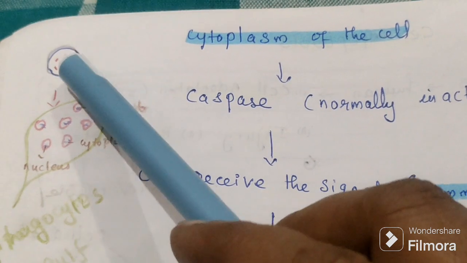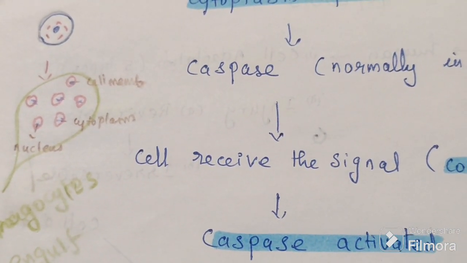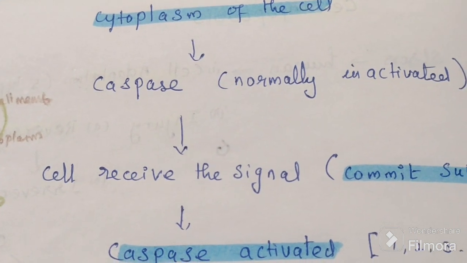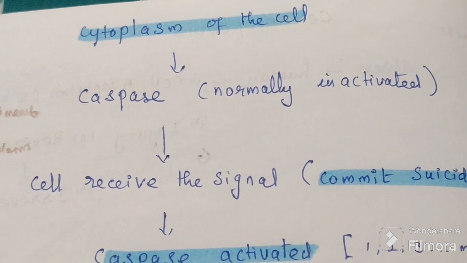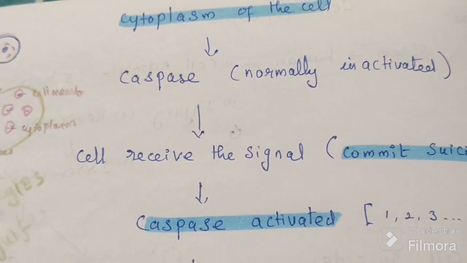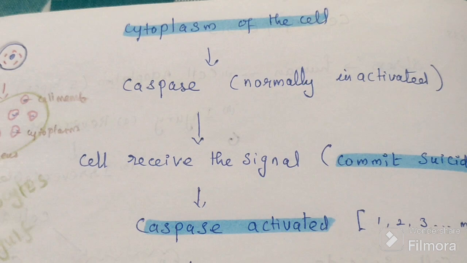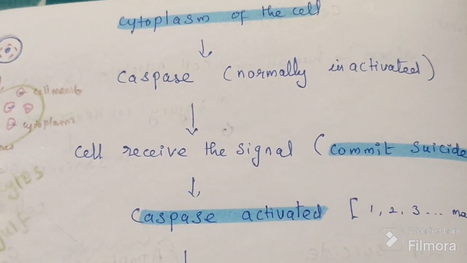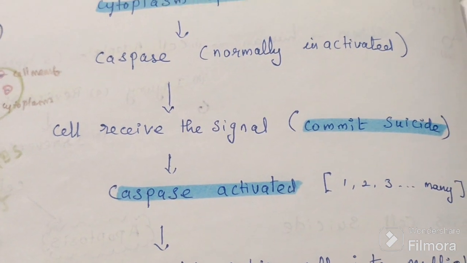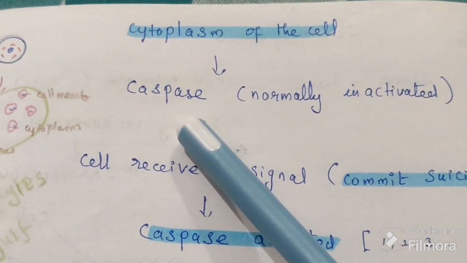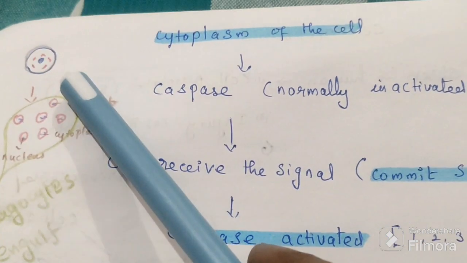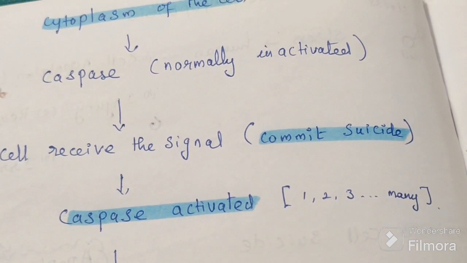in the cytoplasm of the cell, there is an enzyme known as caspase enzyme. All the caspase enzymes are inactivated normally. All human cells have that caspase enzyme in the cytoplasm, but it is inactive. When the cell receives the signal that it has to commit suicide, only after that does the caspase enzyme become activated. When the cell is damaged or has already performed its function and has that signal, only then is the caspase enzyme activated.